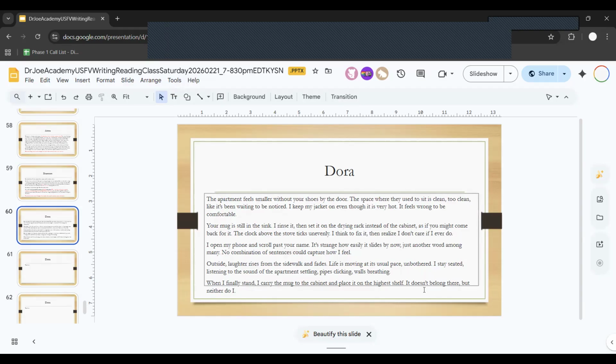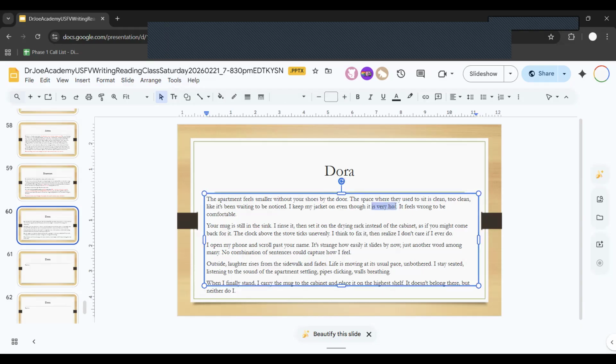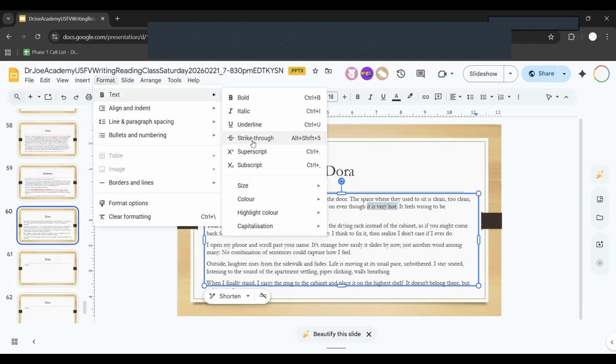Okay, great job. So starting off, I just wanted to go over the jacket sentence. Instead of saying "very hot," we can say "even though it's warm inside," just because "very hot" feels too big, in my opinion. So let's cross that out.